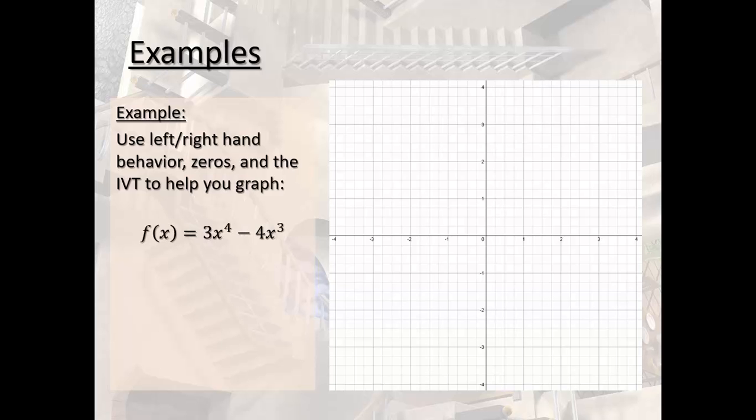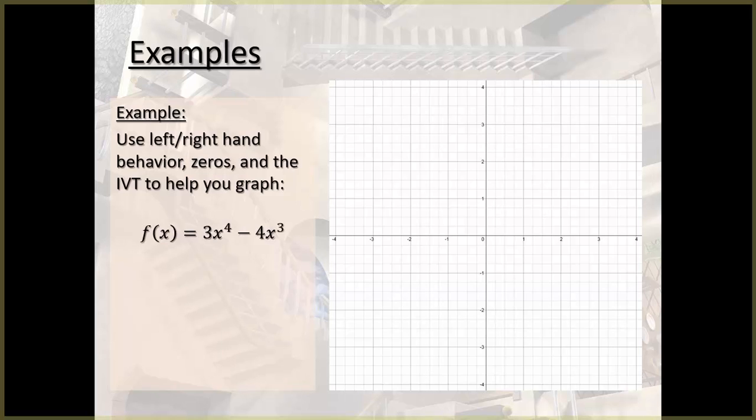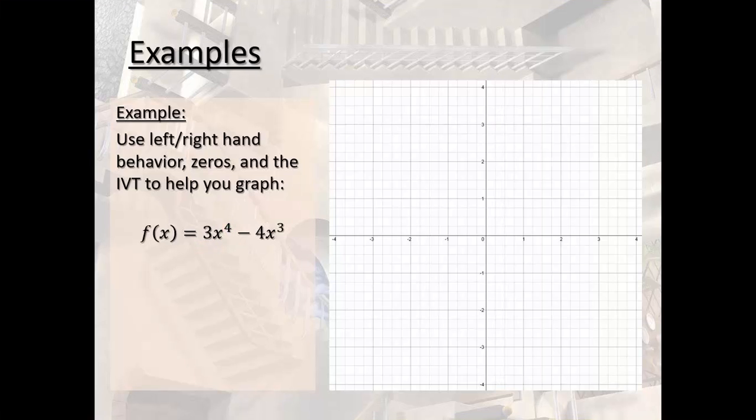3x to the fourth minus 4x to the third. All right, we have a fourth degree positive. What does that tell us? It tells us this. What should we do next? Look for the zeros. Factor this thing. We can factor out an x to the third.